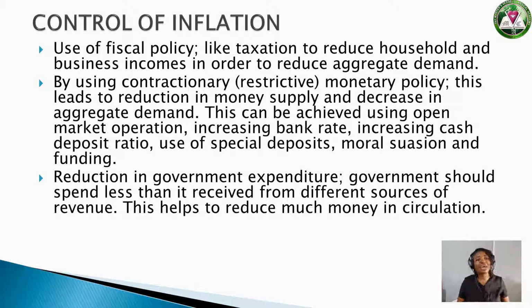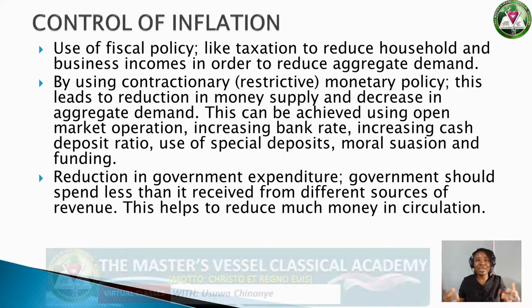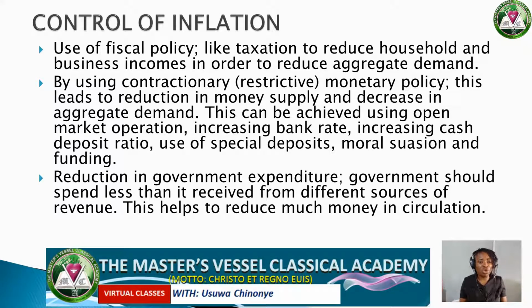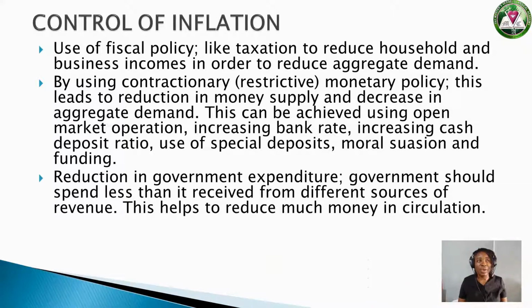Okay, now let's look at how do you control inflation? Some people will say the nation should know what to do. How do you control inflation? Now let's look at this. You have the use of fiscal policy. Remember when we are talking about public expenditure, we talked about fiscal expenditure, and we talk about fiscal policy and monetary policy.